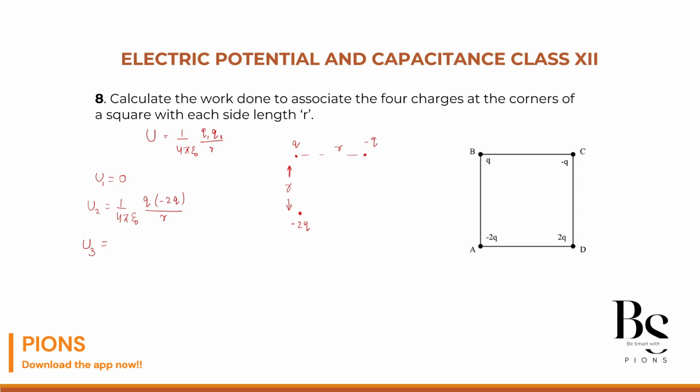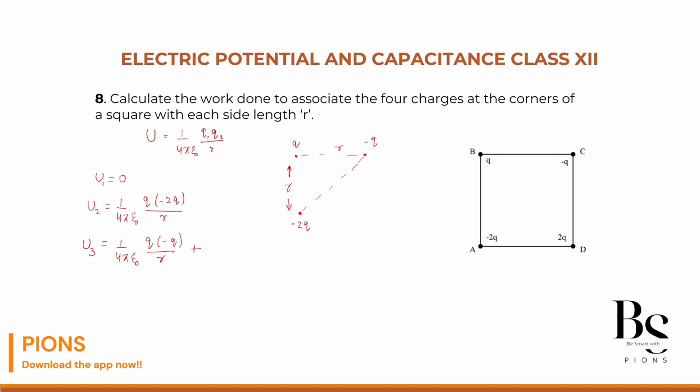And when you're placing it there, it will be 1 upon 4 pi epsilon naught, the charge of the first one, the charge of the second one, whole divided by r. This is the interaction of this with that. Plus, be very careful, plus the potential energy required to place these two charges, the interaction between these two charges.